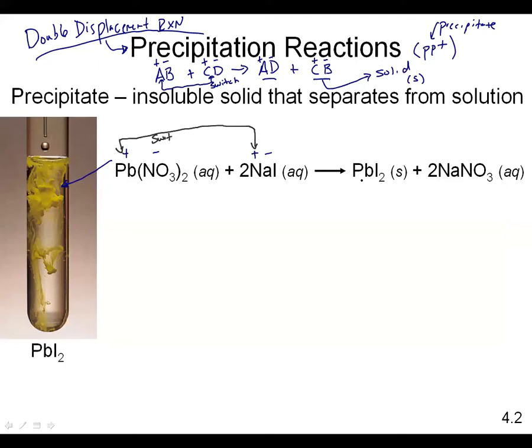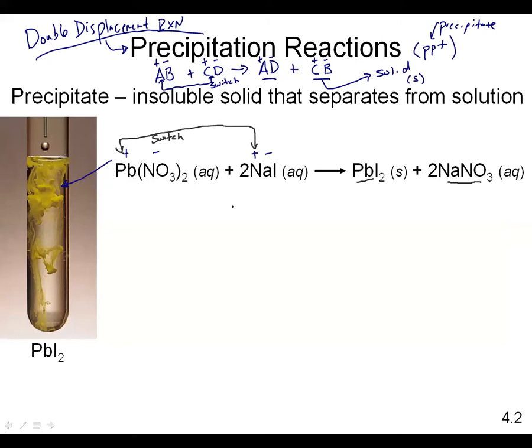Now, in this case, you're actually given the formulas on this side. If you were not given the formulas on this side, you want to make sure that you write the correct formula first and then you balance the equation. Very commonly, people will screw up on this by trying to balance the equation and write the chemical formulas at the same time.